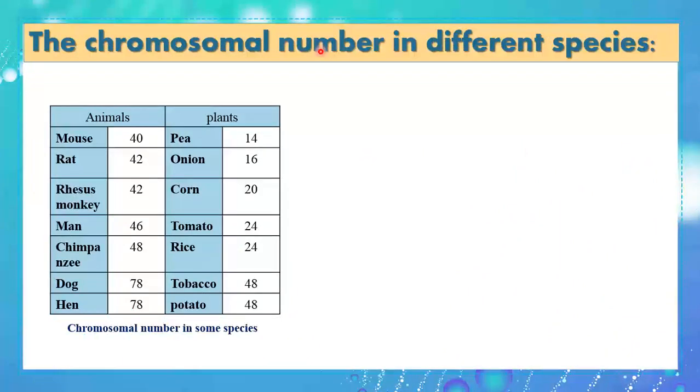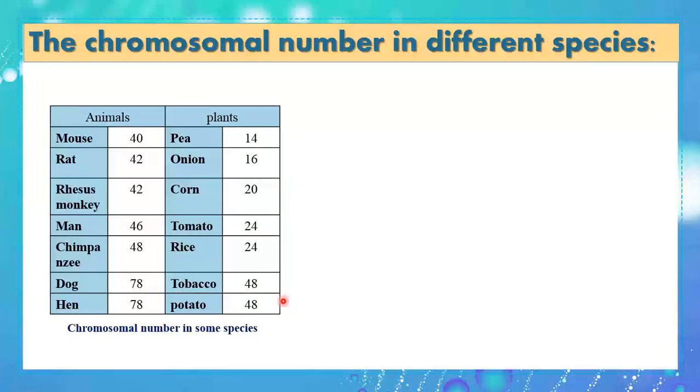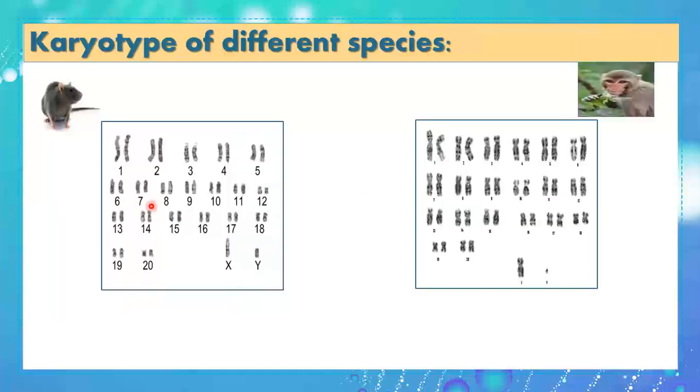Let's start by comparing the chromosomal number in different species as shown in the following table. What can you deduce? Do they have equal or different number of chromosomes? Well, both cases are found here, where different species might have different or same number of chromosomes. Different as in the case of the mouse and rat and the pea and the onion. They all have different number of chromosomes. And same as in the case of the rat and the monkey, as shown here. Both species have a total of 42 chromosomes.